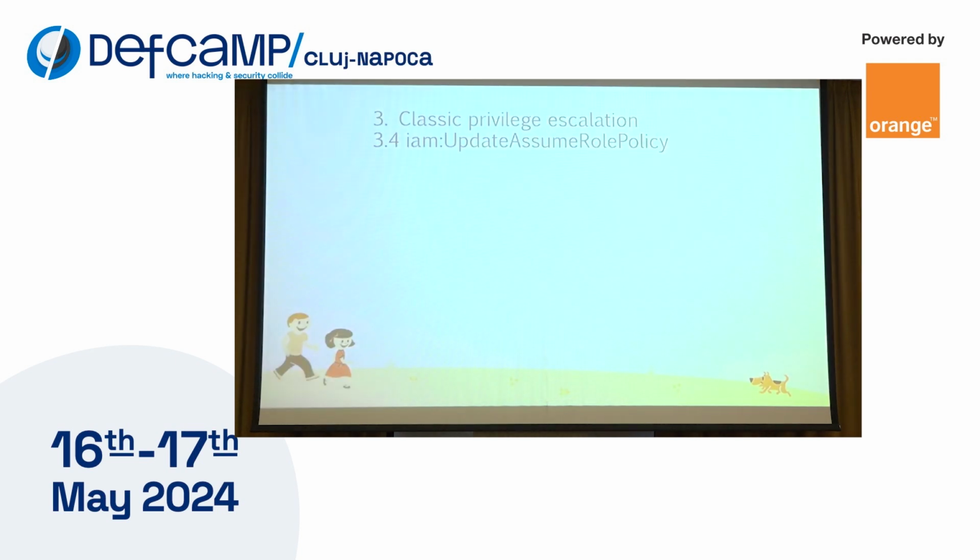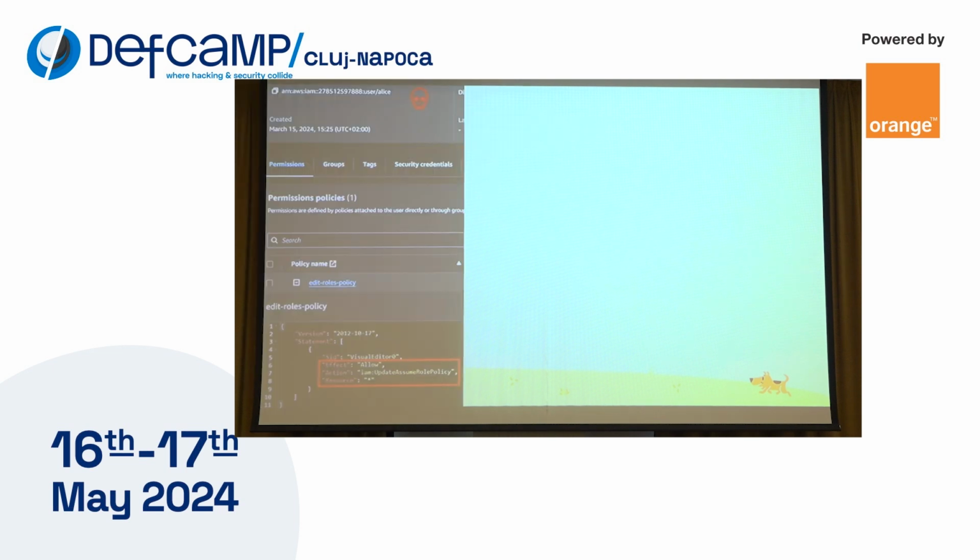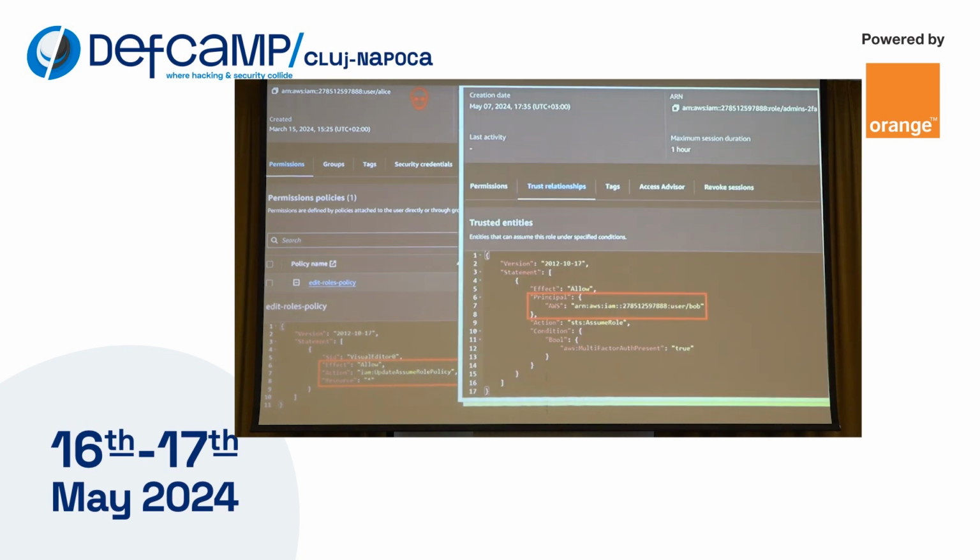And the last example, we have update assume role policy. So the roles in AWS can be assumed by anyone you specify. You have to specify who can assume that role, and even if you specify someone, that user also needs to have the permission to assume the role. And let's say we compromise a user that can modify the assume role policy, and this role has administrator permissions, but it can only be assumed by the user Bob.